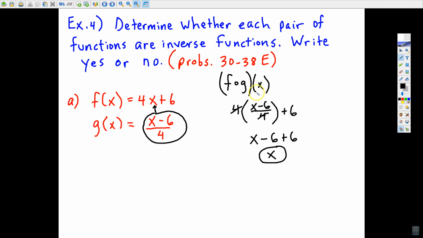Well, now to prove that they truly are inverses of each other, I now need to turn this around and do the other composite g of f of x. And if I get x for this result, I'll know that these are inverses of each other. So this time the f function is going to be used as an input into the g function. Let me erase this.